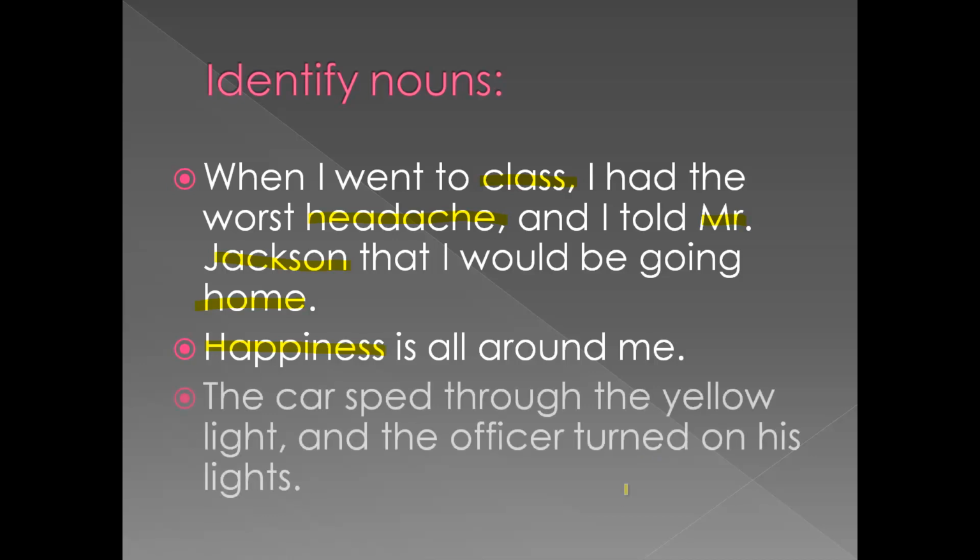Next, the car sped through the yellow light, and the officer turned on his lights. Car, light, officer, and lights. Hopefully in these three examples, these nouns stood out for you. We have items, we have people, we have places, we have ideas. Let's try some more.